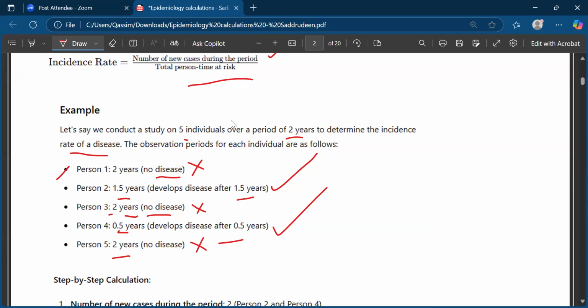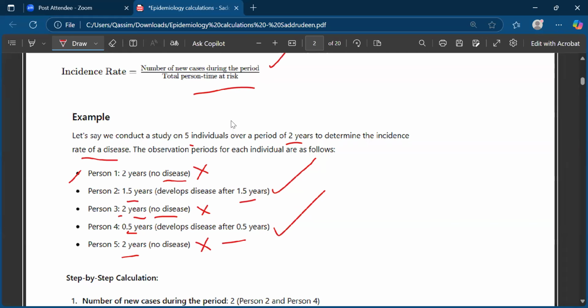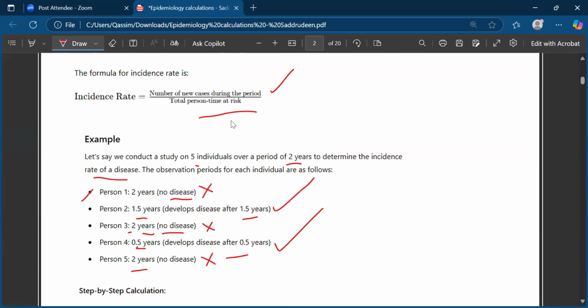So how are we going to calculate this? So the first thing is to identify. And that's why this incidence density or this incidence rate is more superior than the cumulative incidence, because the cumulative incidence just takes the number of new cases over the population at risk. But then this one has a total person time risk. Very good for studies where people are lost to follow up, or maybe we have such variations.